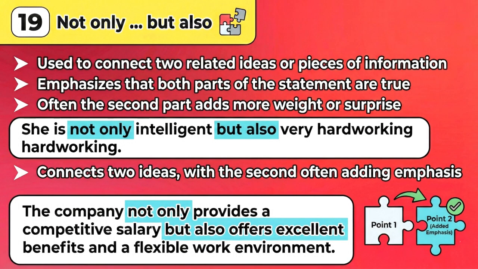Word number 19 is not only but also. This structure connects two related ideas and adds emphasis to the second one. For example, she is not only intelligent but also very hardworking. Another example is, the company not only offers a good salary but also provides excellent benefits.